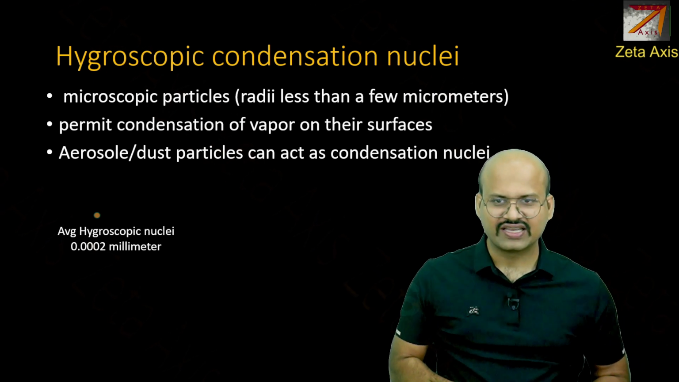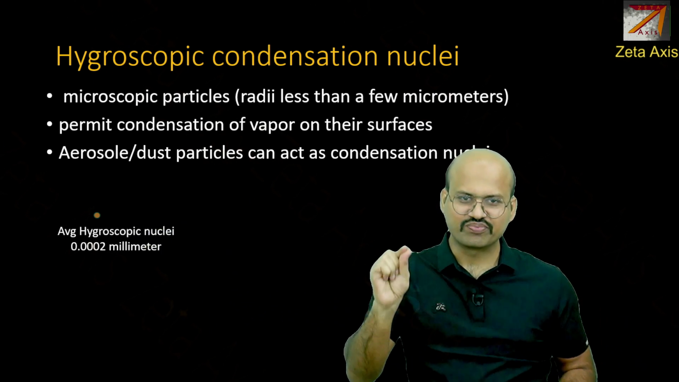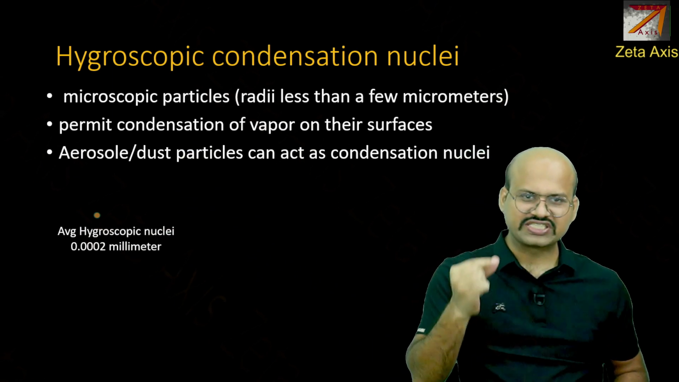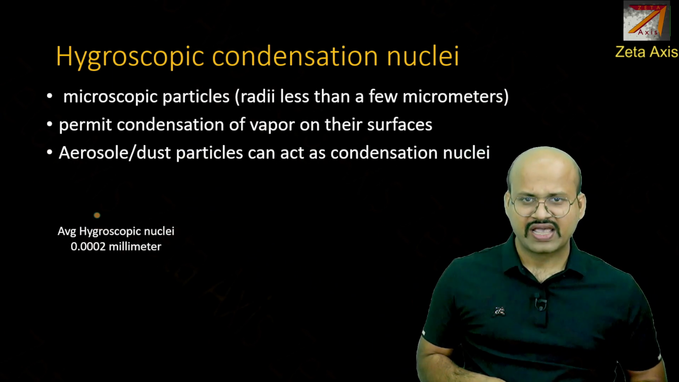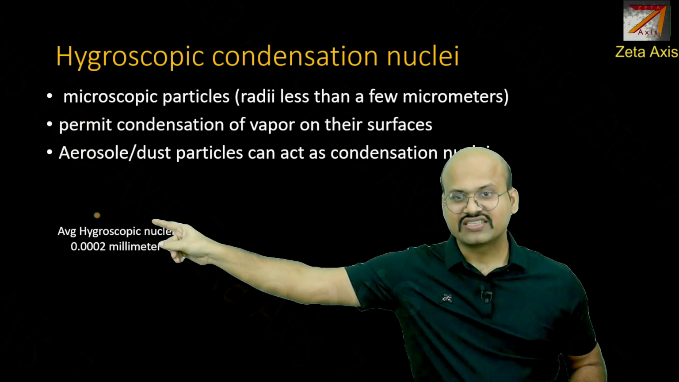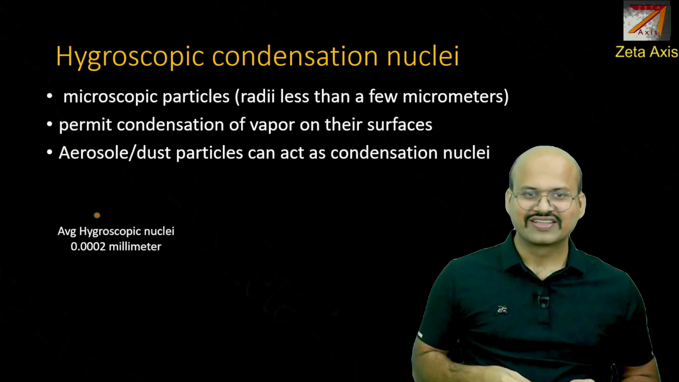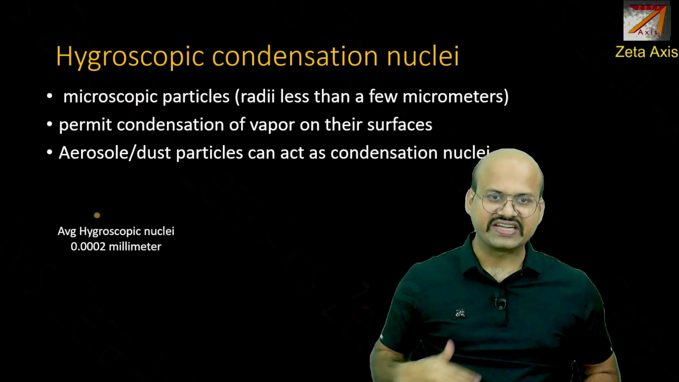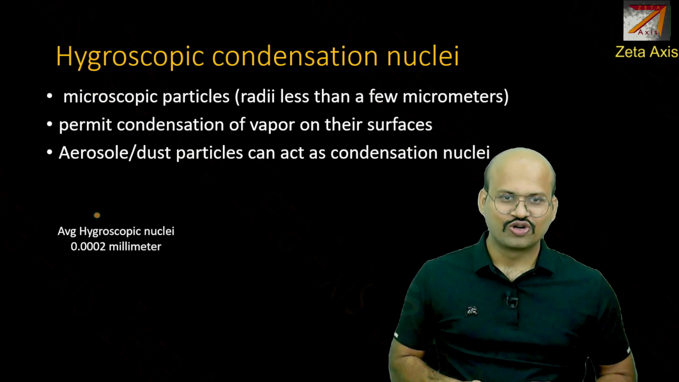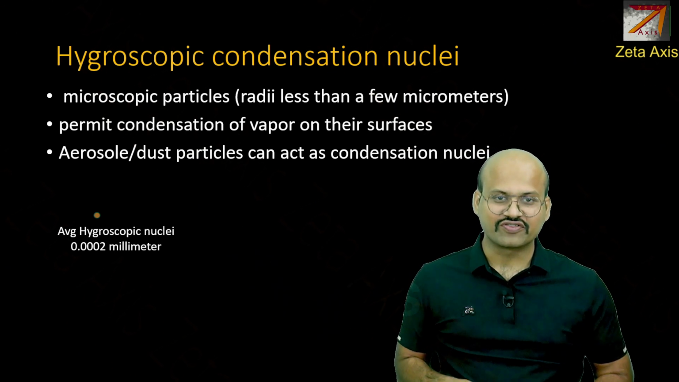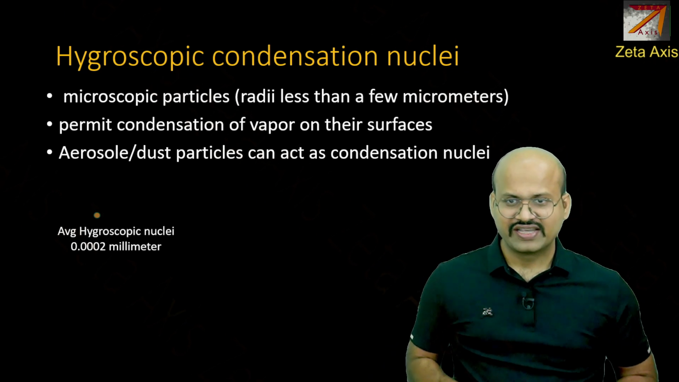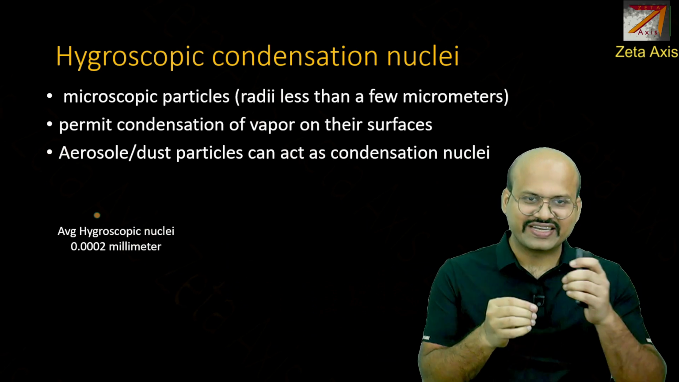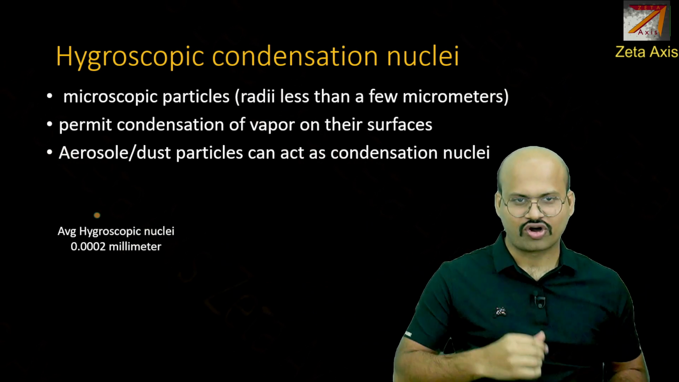Now this is basically a very small nuclei, a very small particle. It could be a dust particle, it could be an aerosol, which is present in the atmosphere. And it is this hygroscopic nuclei on which the moisture condenses. So without this, it is very difficult for the moisture to change its form, to change from gaseous to liquid state. It will require this particle on which it gets deposited to form water droplets.